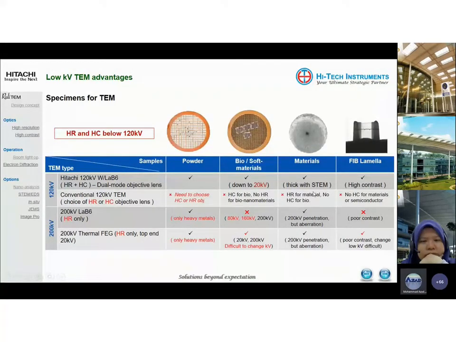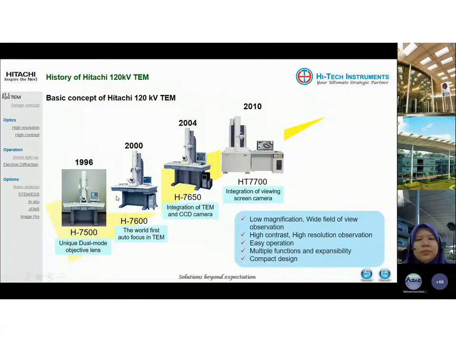These tables highlight that the TEM that you have in CAL is applicable for all four types of samples here. The next one is on a little bit of the history of the development of the TEM model that you have in your lab. That is the 120 kV TEM Hitachi. The development of this model by Hitachi started in 1996 with the first model, the H7500. It comes with the unique dual mode objective lens. I will cover a little bit of this.